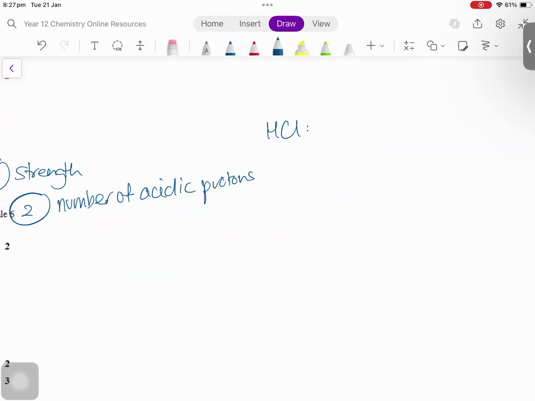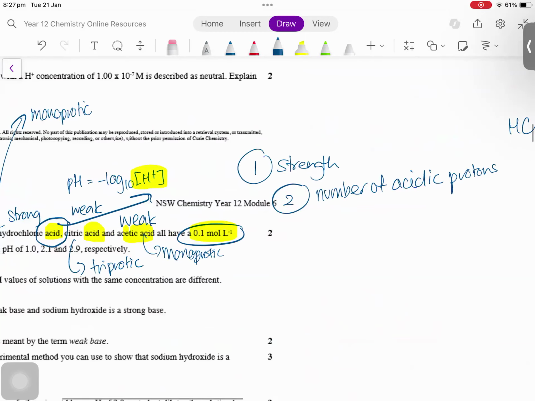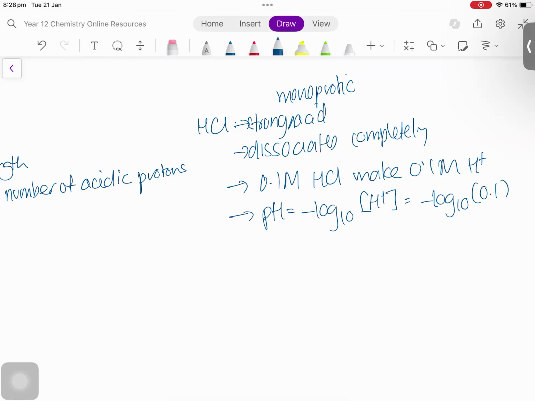So hydrochloric acid is a strong acid. It dissociates completely. I'm going to add it's a strong monoprotic acid. So then if you've got, what did they say? 0.1 molar. So if you've got 0.1 molar HCl, you will make 0.1 molar H plus. So that's why the pH is negative log base 10 of H plus is negative log base 10 of 0.1, which gives you the 1 that's in the question.